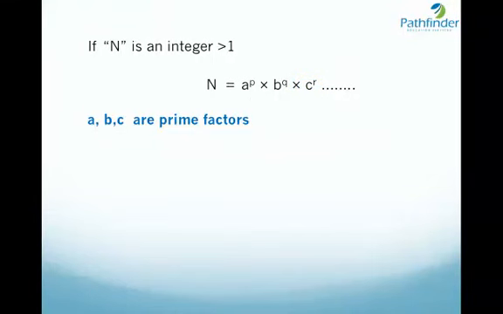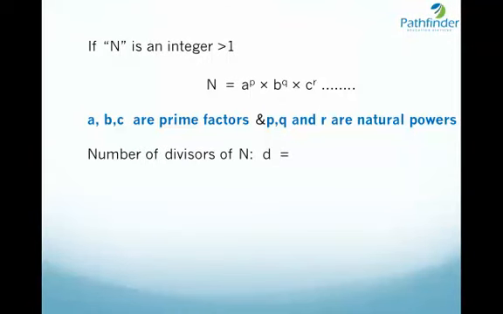So you can see that a, b, c are prime numbers or prime factors of n, and p, q, r are the natural powers of these prime factors. The number of divisors of the number n are given by a very simple formula: D is equal to (p plus 1) into (q plus 1) into (r plus 1), and so on. So if there are more prime factors, we can keep on adding these brackets here.